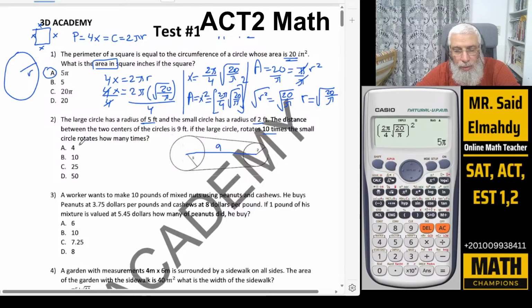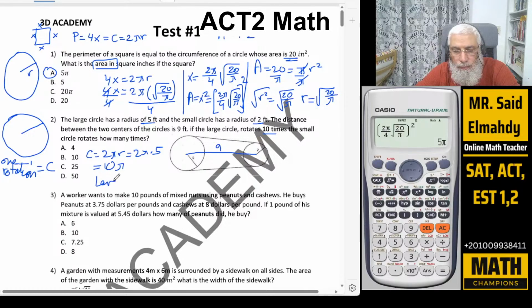So one rotation rotates one time. This is circumference. So one rotation is equal to circumference. Circumference equals 2 pi r, which is 2 multiply pi multiply 5, which is 10 pi. This is the large circle. The small circle, 2 pi r, 2 pi times 2, which is 4 pi.